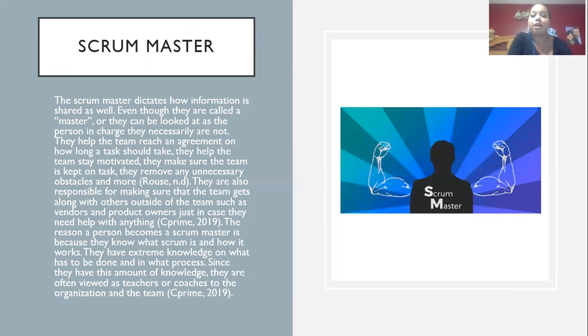The reason a person becomes a Scrum Master is because they know what Scrum is and how it works. They have extreme knowledge on what has to be done and in what process. Since they have this amount of knowledge, they are often viewed as teachers and coaches to the organization and the team. And that was my third topic.